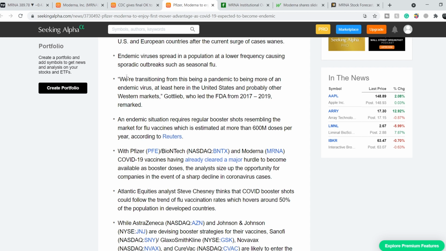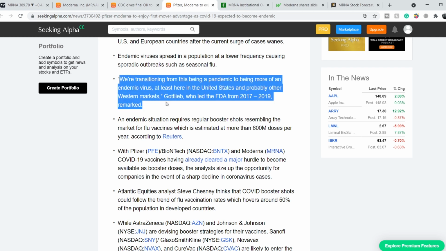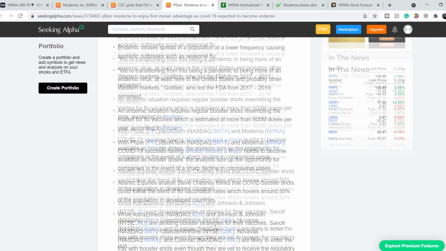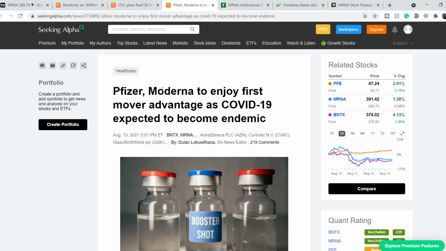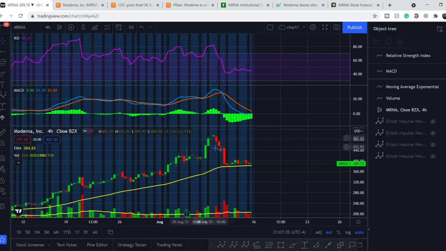We are transitioning from this being a pandemic to being more an endemic virus, at least here in the United States and probably other Western markets, Gottlieb, who led the FDA from 2017 to 2019, remarked. And I have to say, this news is also very bullish for these two companies, for Pfizer and Moderna. But why do we have this massive decline in price?